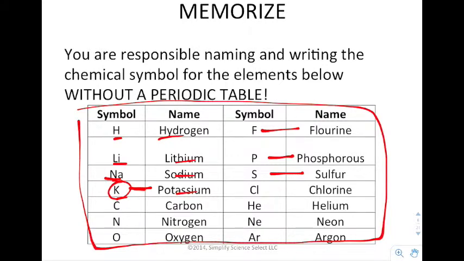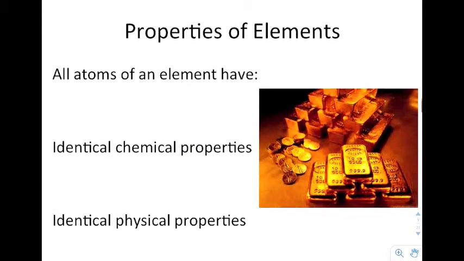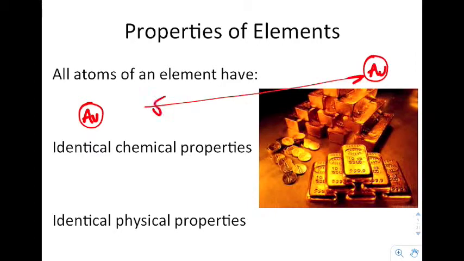Okay, these are the 14 most common elements, and you do need to know not only where they are in the periodic table, but their symbol and their names as well. So the properties of elements. All elements have identical chemical properties and identical physical properties. So if I have an atom of gold here, gold is Au, and an atom of gold here, there is no way to distinguish between these two atoms because they're identical. Identical chemical properties, identical physical properties. That's what we mean by an element.